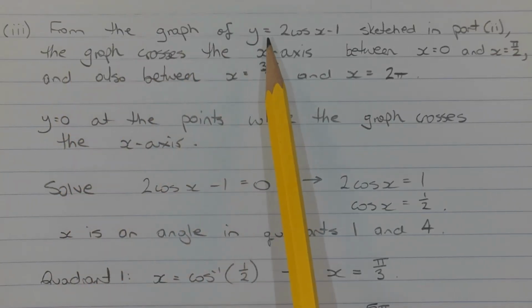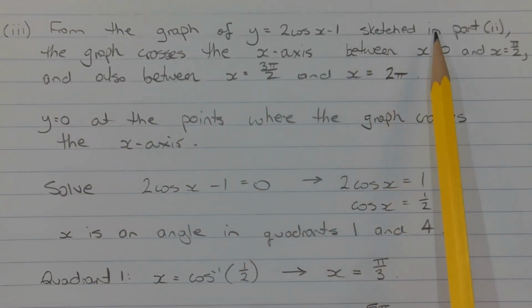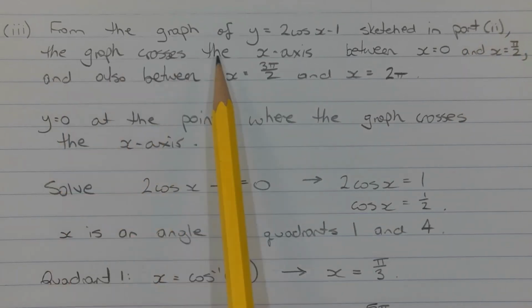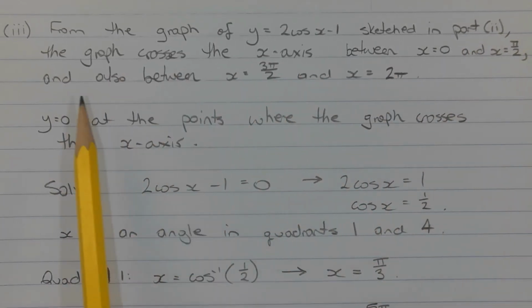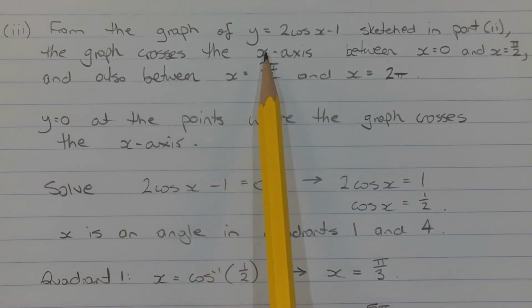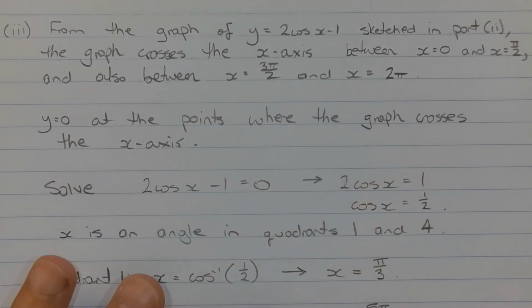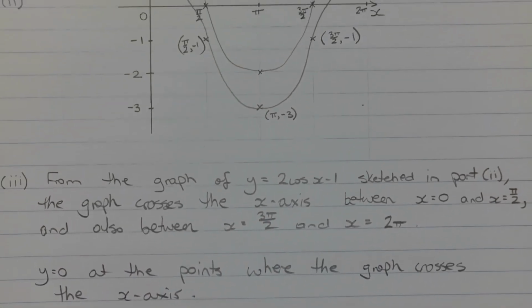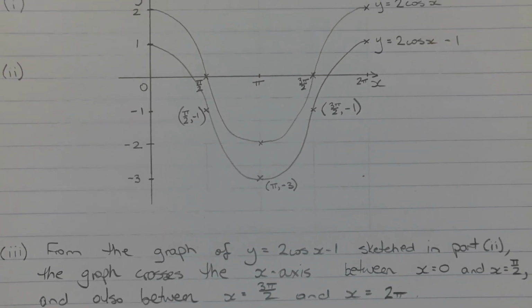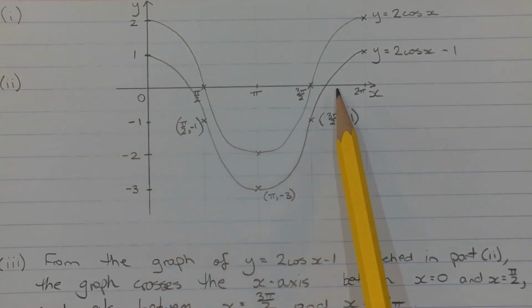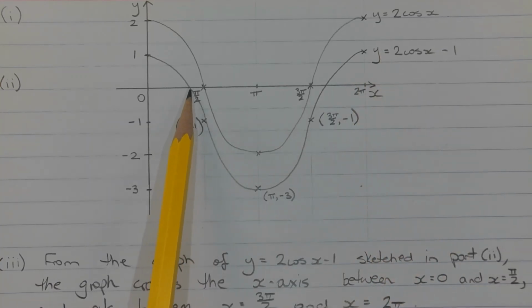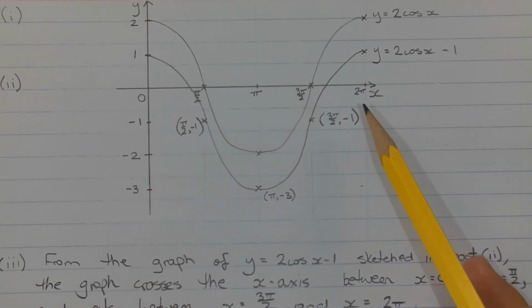From the graph of y equals 2 cos x minus 1 that was sketched in part 2, the graph crosses the x-axis between x equals 0 and x equals pi over 2, and also between x equals 3 pi over 2 and x equals 2 pi. So going back to the graph that was sketched in part 2, this is the graph in particular, and we can see the points where it crosses the x-axis: we have a crossing point there, and also one there.